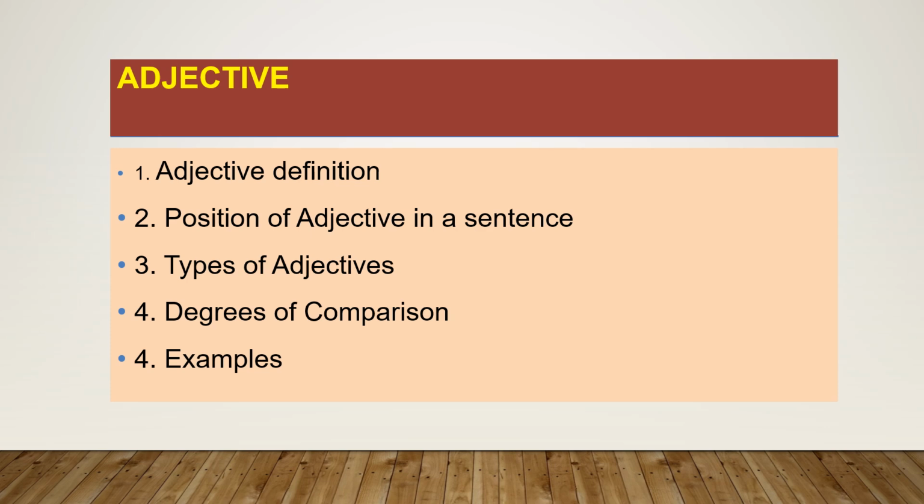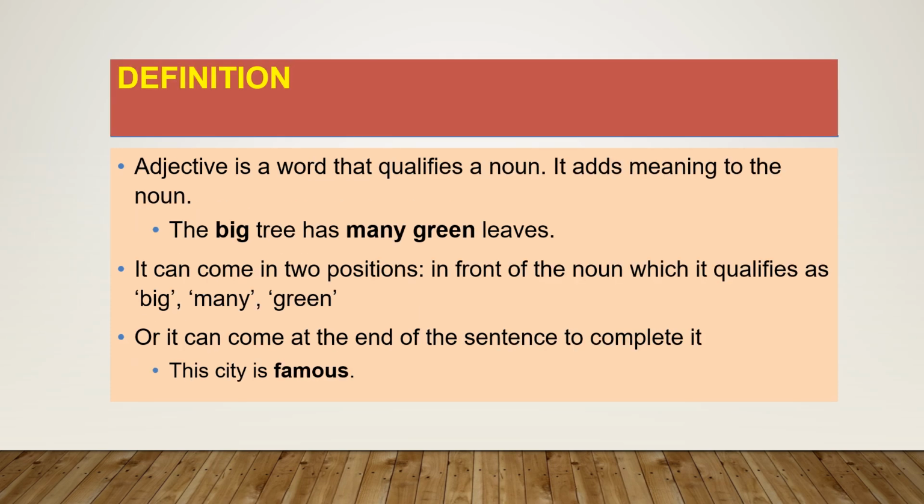First, we talk about the definition of the adjective. Then we shall talk about in what position in a sentence you use adjectives. Next, we have the types of adjectives. In one of the types, that is adjective of quality, we have something called degrees of comparison. Then we have examples for all these. This is what the video of the PowerPoint presentation contains. First, we have the definition.